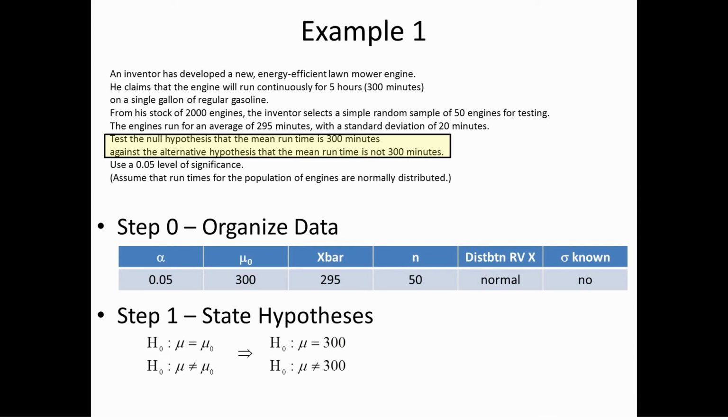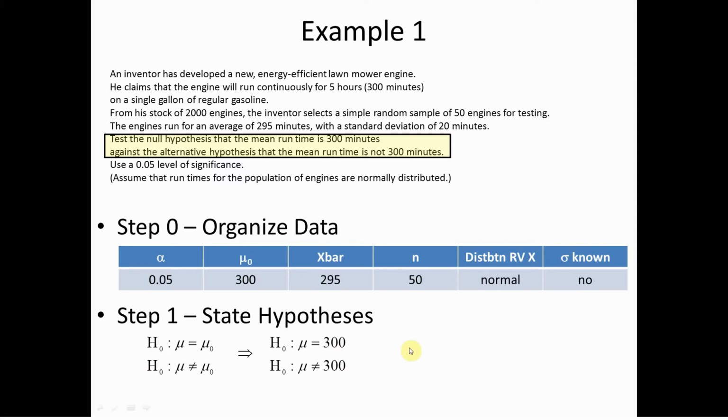So we're going to start off, we're going to say that an inventor has developed a new energy-efficient lawnmower engine. He claims the engine will run continuously for 5 hours, 300 minutes, on a single gallon of regular gasoline. He has a stock of 2,000 engines and he selects a simple random sample of 50 to test. The average running time of those 50 machines is 295 minutes with a standard deviation of 20 minutes. And we want to test a null hypothesis that the mean run time is 300 minutes against the alternative that it's not. And our alpha is going to be 0.05.